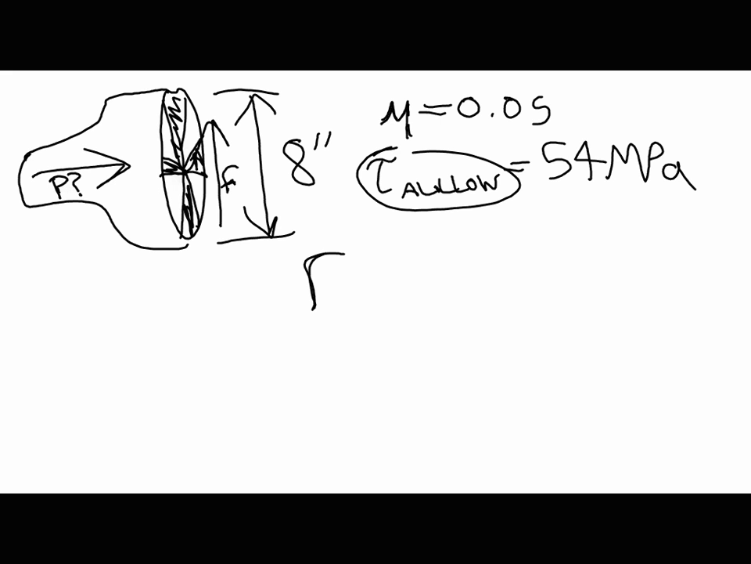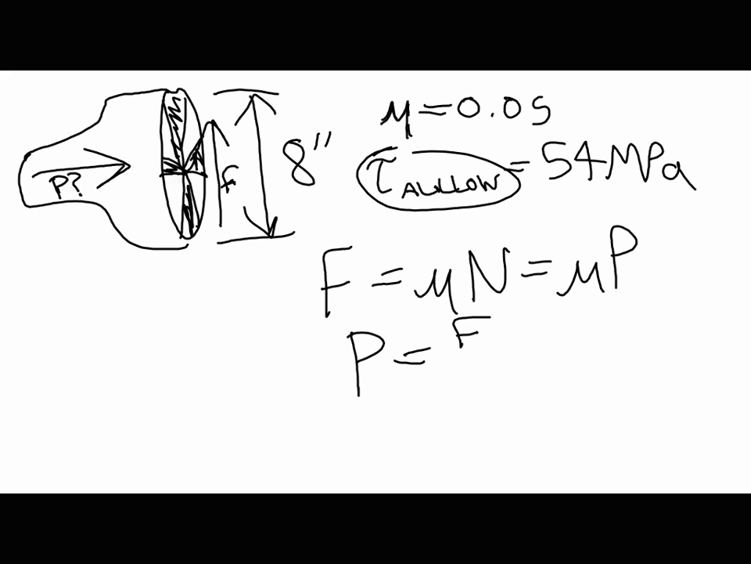Once I get the shearing force by multiplying my allowable stress by my cutter area, I can say, well, frictional force equals mu times the normal force. In this case, the normal force is the same as the force that's being used to advance the drill bit. So the force advancing the drill bit is the frictional force divided by the coefficient of friction, given as 0.05, and it ends up being a ridiculously large number. It's like 1,000,000 something in pounds.